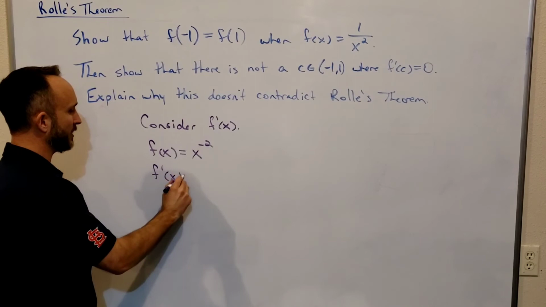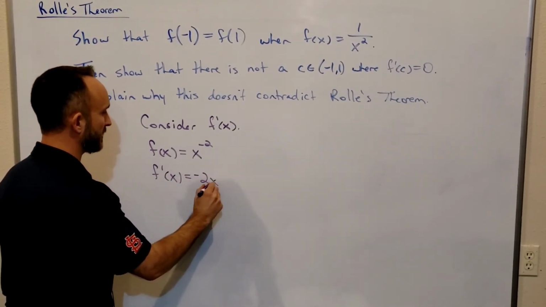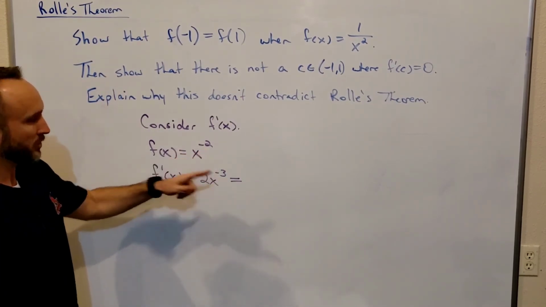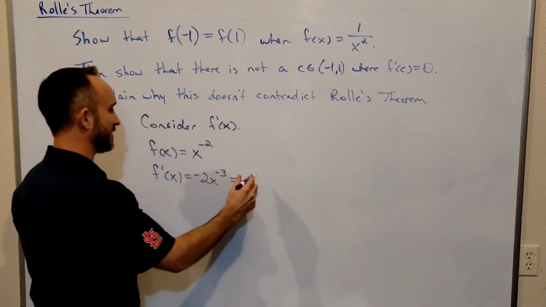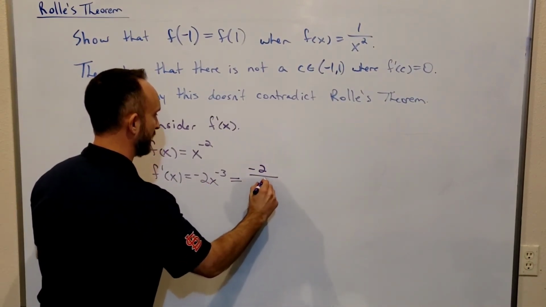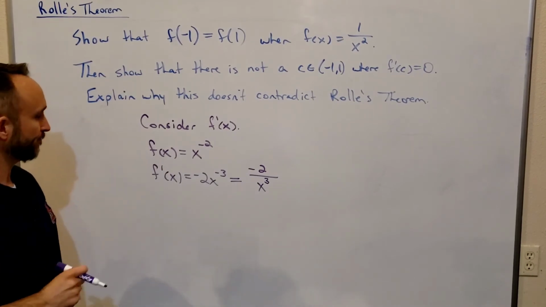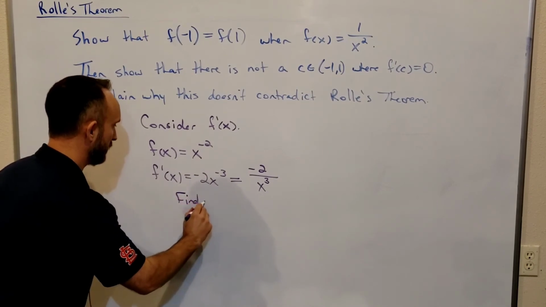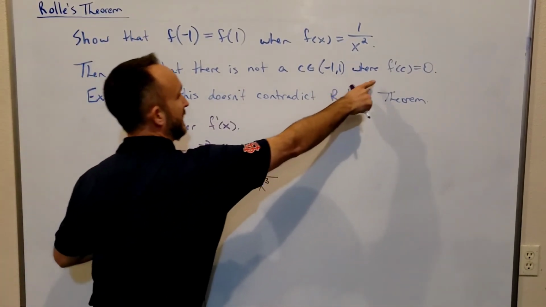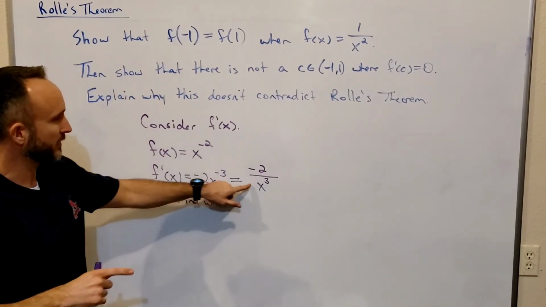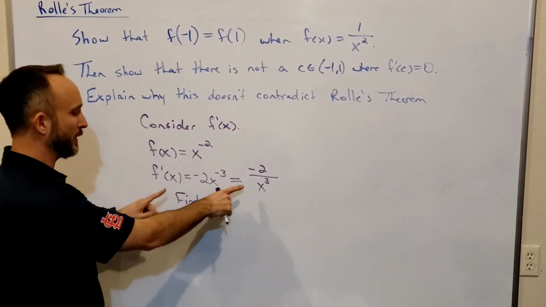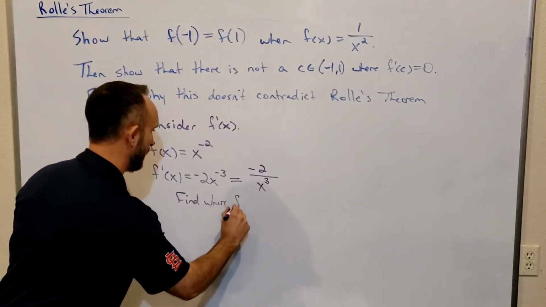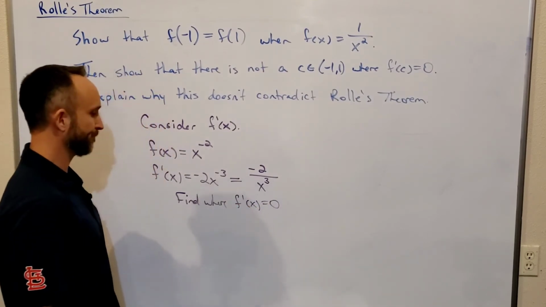So f prime of x, we can just use the power rule and get negative 2x to the negative third power, right? When you lower negative 2 by 1, you get negative 3. And rewriting this again, it's the same thing as negative 2 over x to the positive third power. So what we want to do is find where the derivative equals 0, and any answers we get should not live within this open interval.